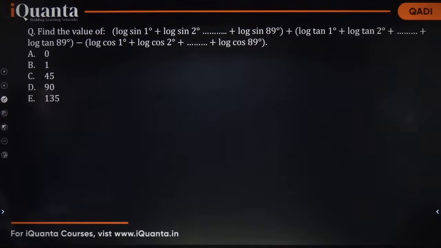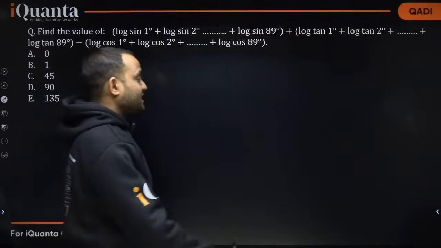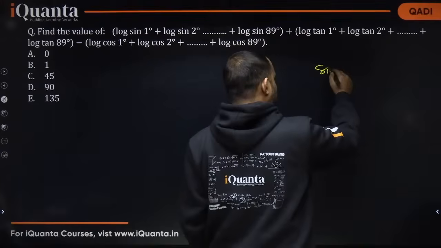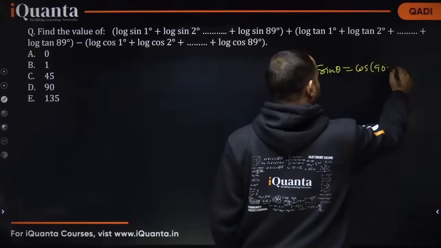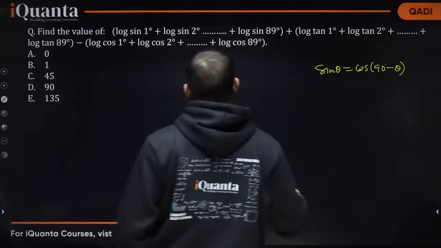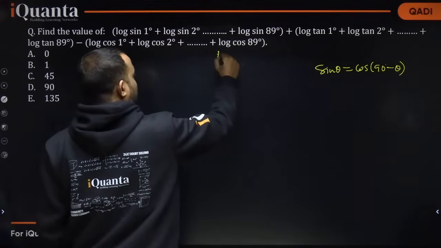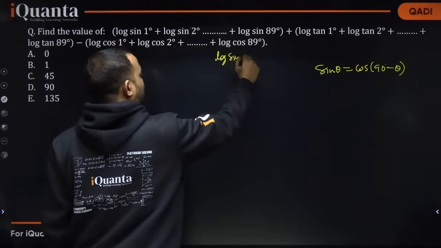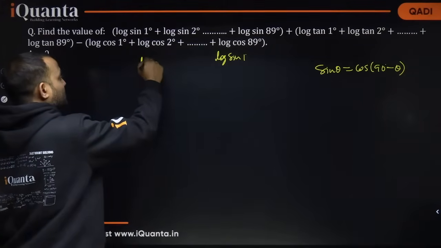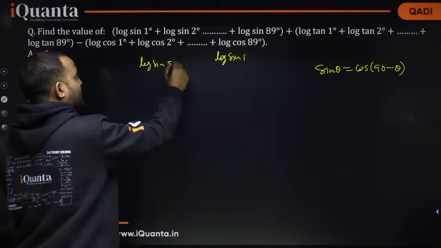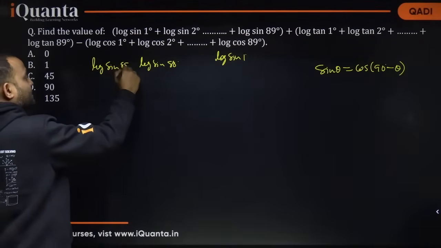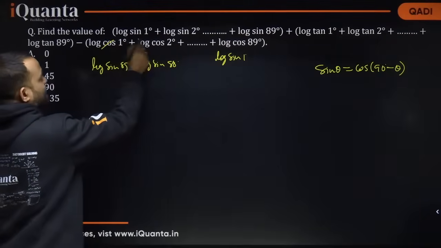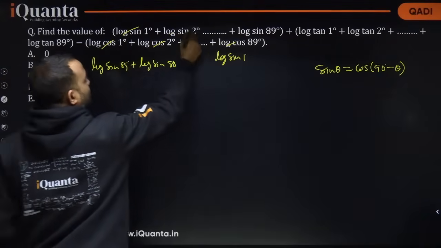Option A, yes, that is correct. So once again we are going to use this concept that sin theta is equal to cos 90 degree minus theta. So from there we can say this expression can be written as log sin 1 degree. This will be log sin 88 degrees and this will be log sin 89 degrees. So all of these will be basically cancelled out with all of these.